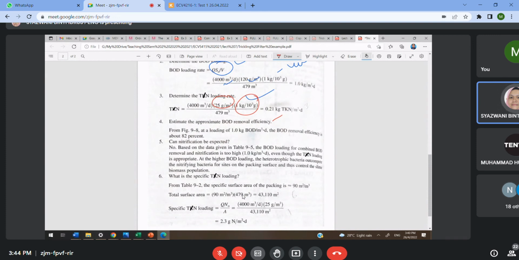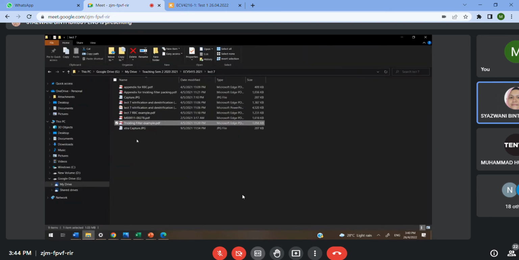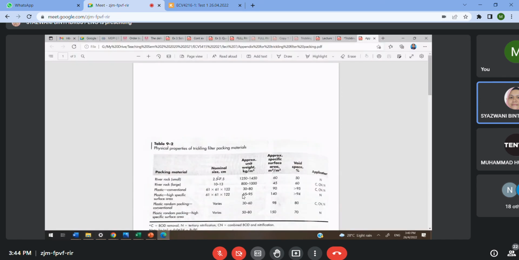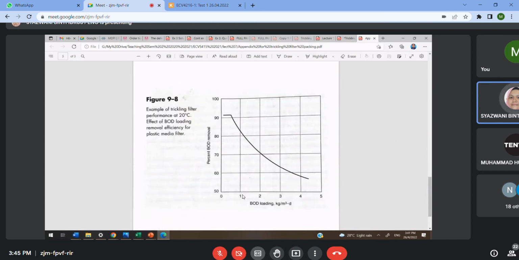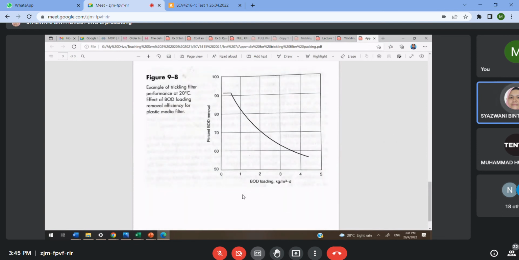Okay, next you have to estimate the approximate BOD removal efficiency. Number 4, you have to refer to figure 9.8. Let me find the figure for you. It is in the appendix for trickling filters. Where is figure 9.8? Okay, here. To identify the BOD removal, you have to refer to this figure. Can we go back to our example just now?